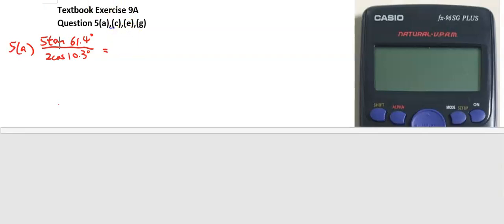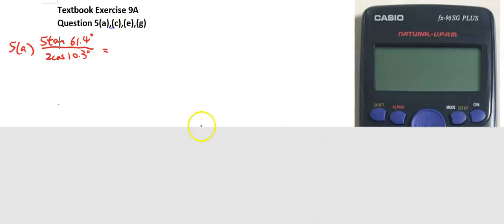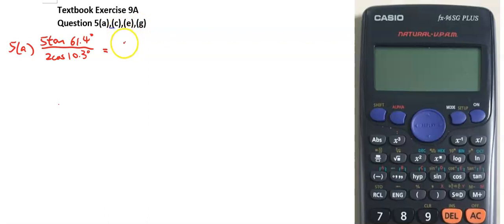So we will get 9.17064. And in the denominator, we calculate cosine 10.3 using the cosine button on the calculator. Whatever answer we get for cosine 10.3, we multiply by 2. So we get 1.96777. In this step, we do not round off to 3SF first.